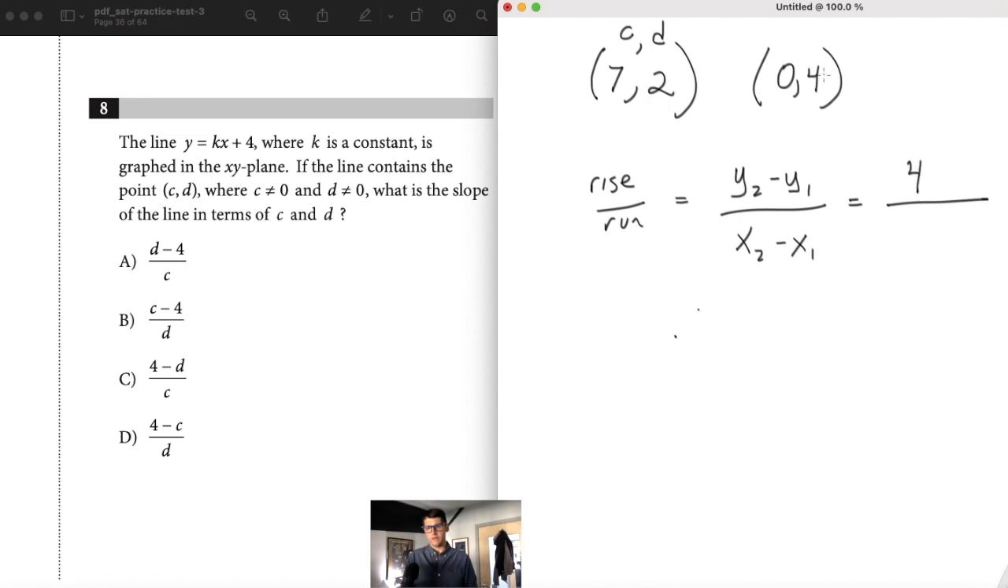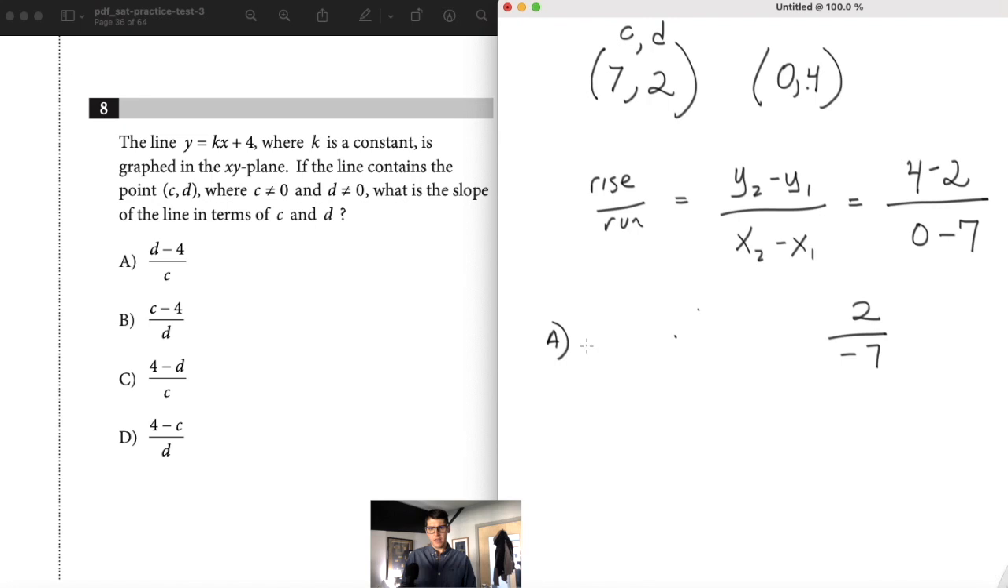4 is the y value minus 2 over 0. Oh, I totally messed up. I'm going to get negatives now. Right, that's 2 over negative 7, right? The 4 and the 0 first, and then the 2 and then the 7. Yeah, okay, cool. So negative 2/7 is what we're looking for.